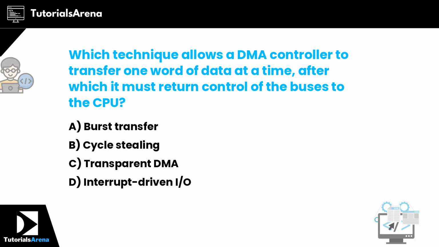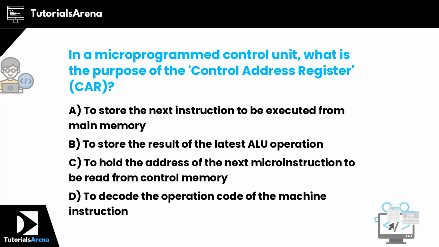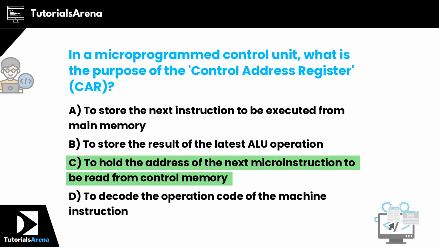Which technique allows a DMA controller to transfer one word of data at a time, after which it must return control of the buses to the CPU? The correct answer is option B, cycle stealing. In a microprogrammed control unit, what is the purpose of the control address register CAR? The correct answer is option C, to hold the address of the next microinstruction to be read from control memory.